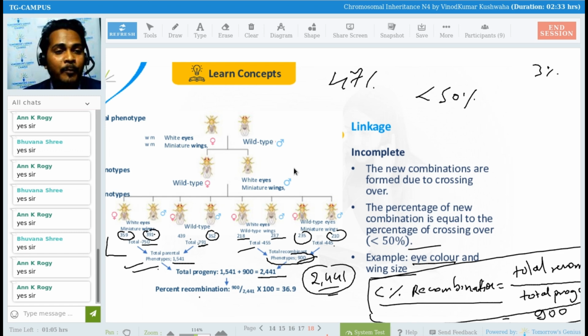And you forget one important point, that is crossing over. Yes, sir, crossing over. Without crossing over, recombination will not take place. So crossing over is very important. If there is crossing over, then only you will get a new combination. And if there is no crossing over, that means there is no new combination. That's why this percentage of recombination you will always calculate in incomplete conditions, not in complete conditions, or we can say linkage.